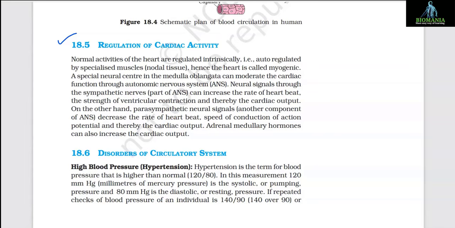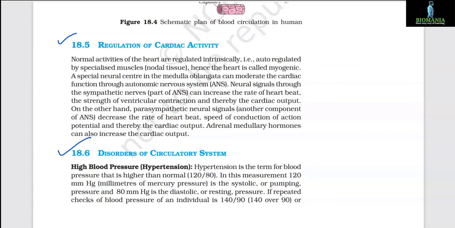Neural signals through the sympathetic nerves, part of ANS, can increase the rate of heartbeat and the strength of ventricular contraction, and thereby the cardiac output. On the other hand, parasympathetic neural signals, another component of ANS, decrease the rate of heartbeat and the speed of conduction of action potential, and thereby the cardiac output. Adrenal medullary hormones can also increase the cardiac output.